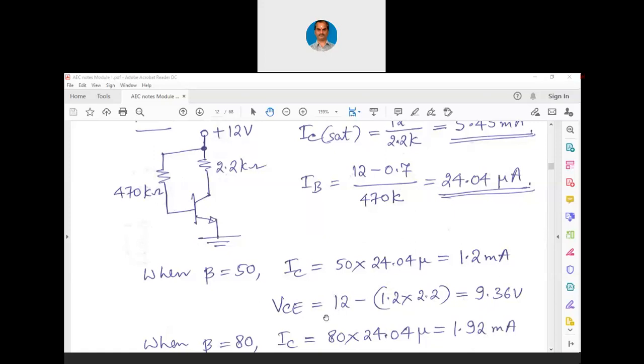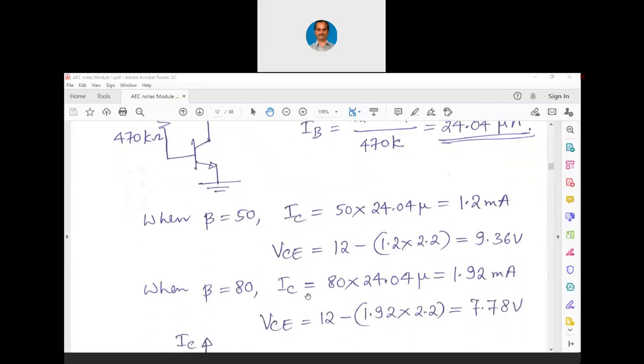So VCE is 12 minus ICRC. See, 12 volts minus ICRC is VCE. So 12 minus 1.2 times 2.2 is 9.36 volts. When beta equals 80, IC is 80 into 24.04 microampere, and the current here is 1.92 milliampere. VCE is 12 minus the same 1.92 times 2.2. That milli and kilo I am not writing here because they are going to get cancelled out. So it is 7.78 volts.